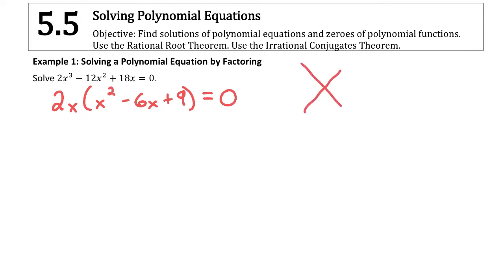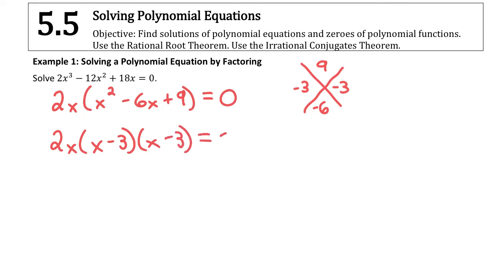And this is where we factor using our method from Lesson 4, where we have to find numbers that multiply to be 9 and add to be -6. So if I think about it for a second, those numbers are both -3. So my factored form here is x minus 3 and x minus 3 equal to 0. If I want to clean this up a little bit, this becomes 2x times x minus 3 squared equals 0.